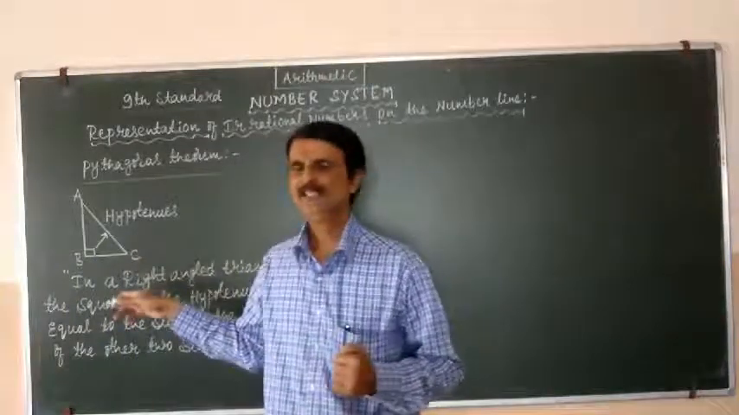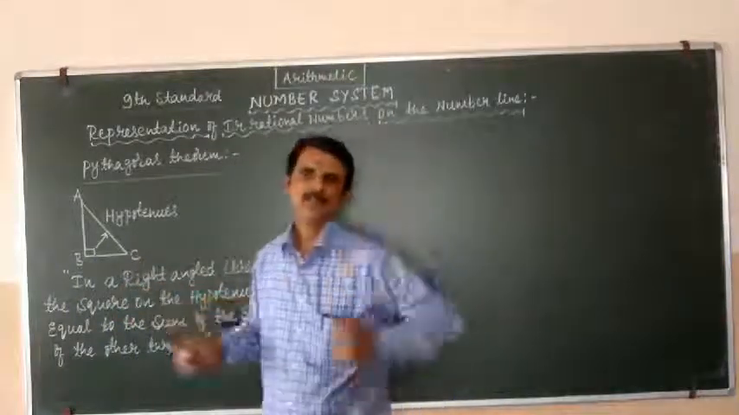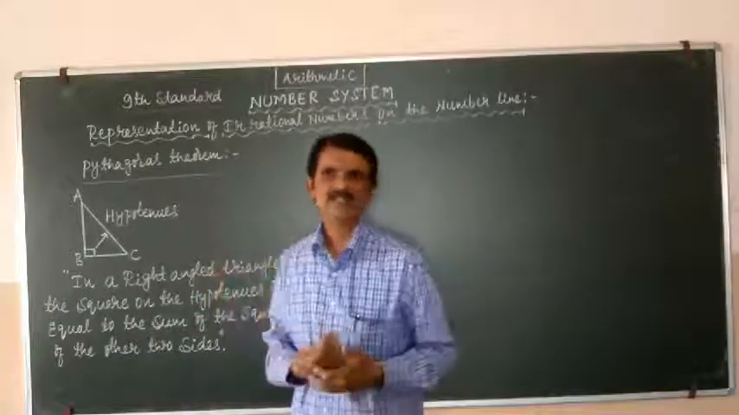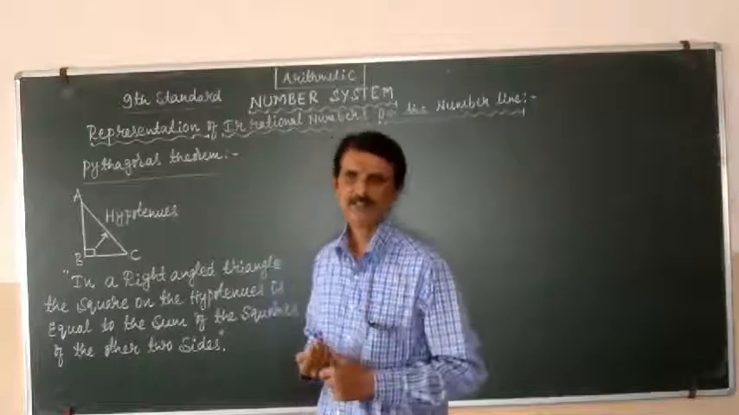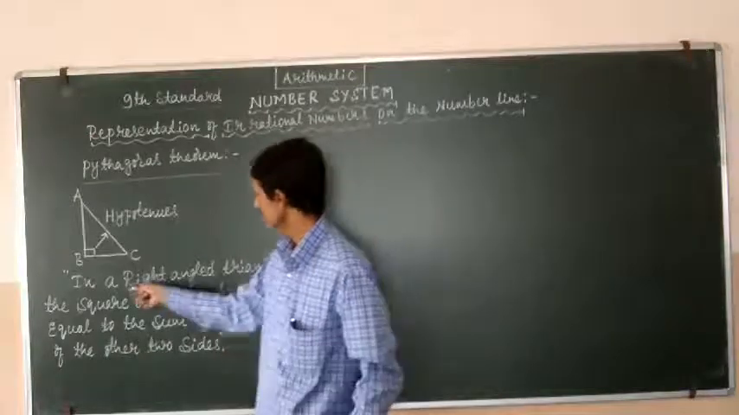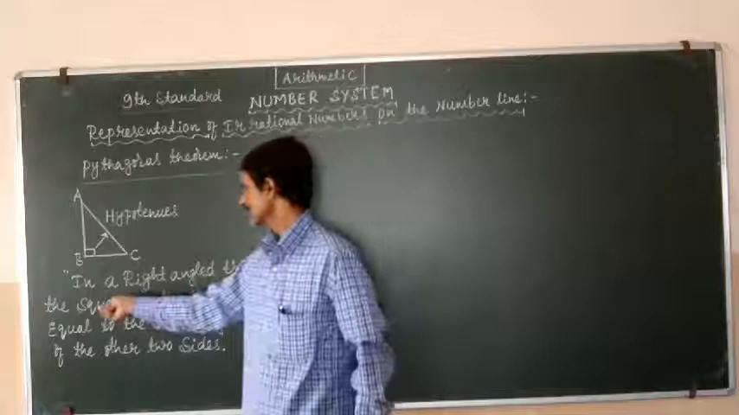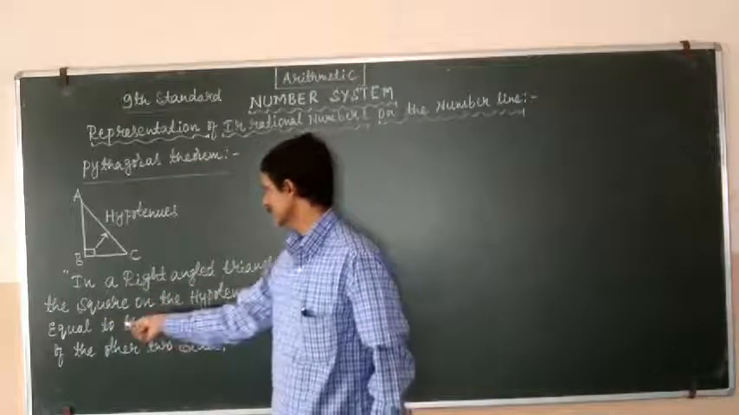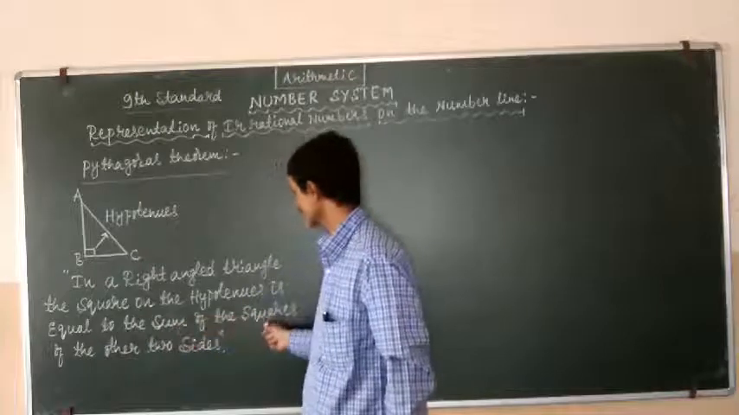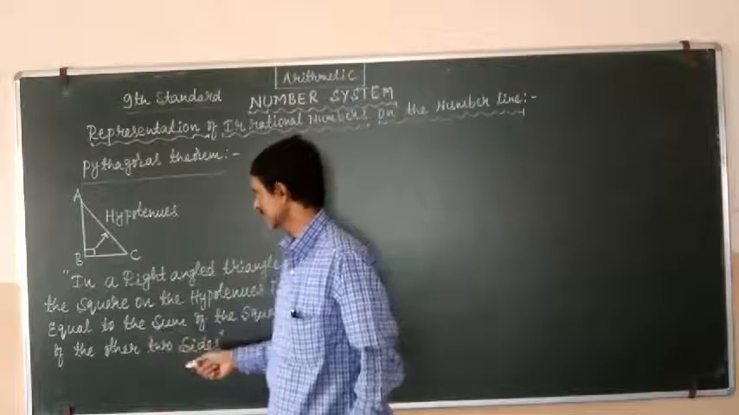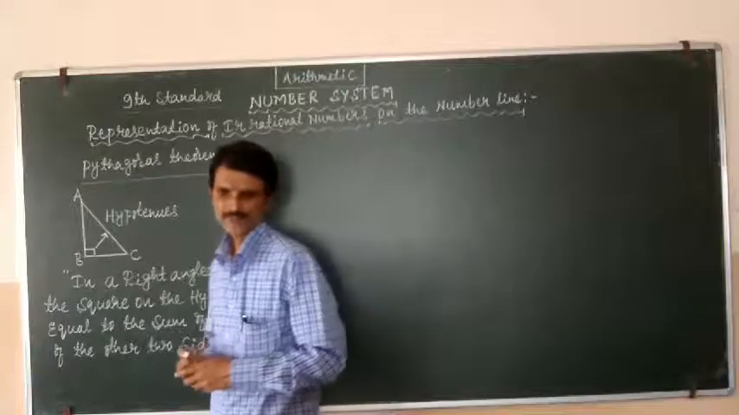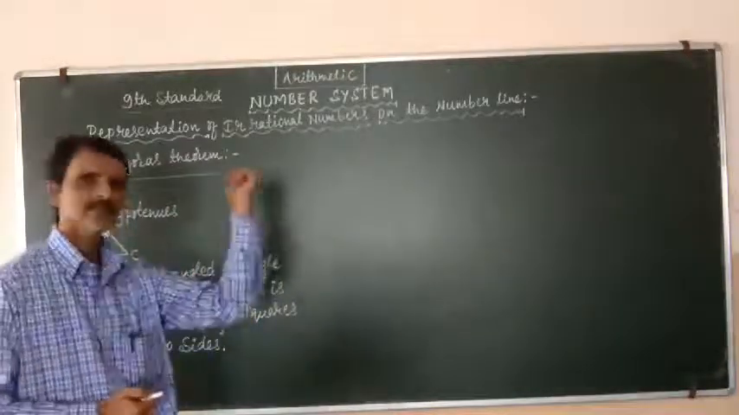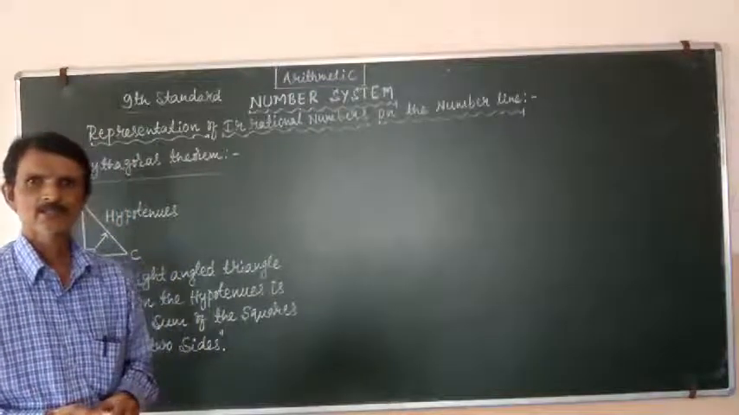Students, this is an important statement you have to remember. It will help you in the next standard, the 10th standard also. So in a right angle triangle, the square on the hypotenuse is equal to the sum of the squares of the other two sides. You will do this theorem in the 10th standard. Okay.